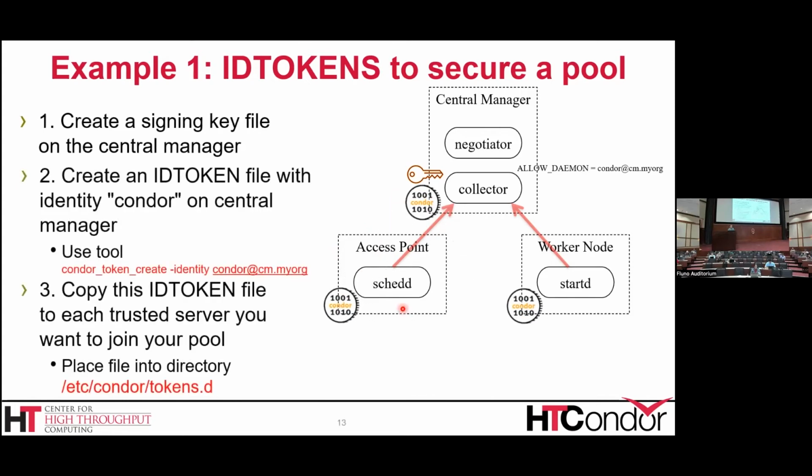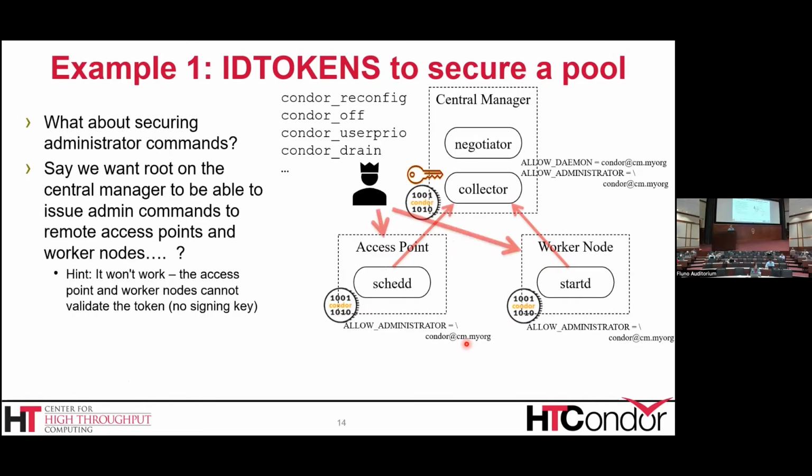Next thing, I'm going to copy this ID token file I just created to each trusted server in the pool that I want to join. I'm going to just copy it on each server into its /etc/condor/tokens.d. So this is the diagram I now have.